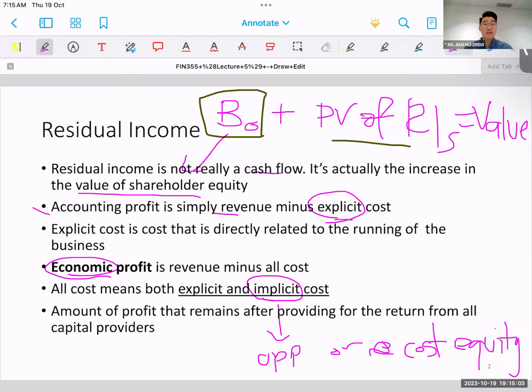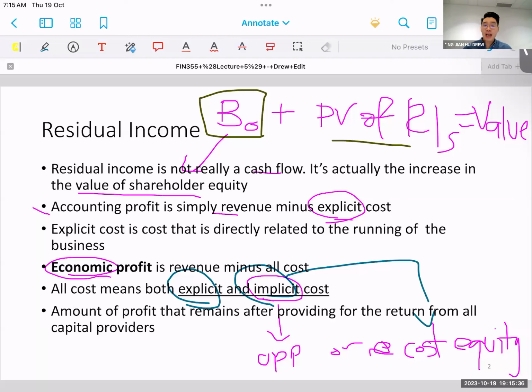Yeah. So if you notice, there is nothing that is capturing the cost of equity in the accounting profits, and that's why economic profit comes into play, right? Because economic profit takes into account both explicit and implicit costs, and your implicit cost relates to the cost of equity that you have to consider. So now I hope you can see the reason why residual income is important.